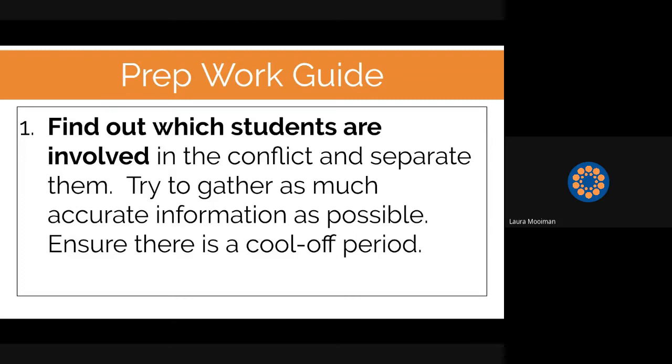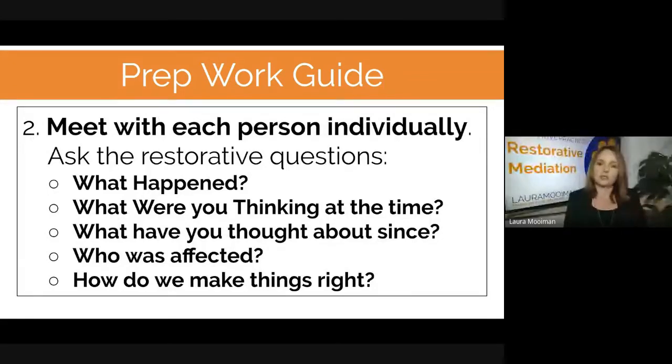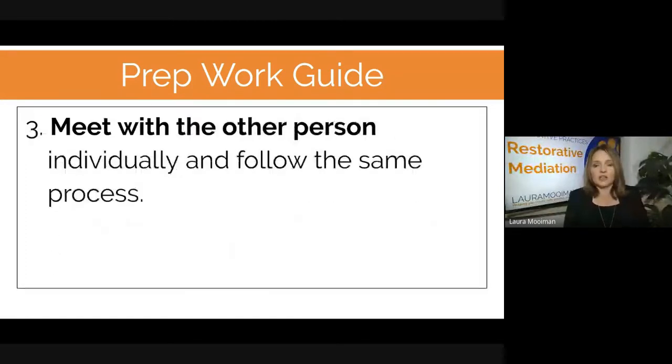And we also want to make sure everybody's calm, right? If it's a fight, we all calm down. Number two, you meet individually with people that are going to come. You ask the restorative questions. You just make sure they know everyone's going to be answering these questions when we talk. That's all, okay? And then the next person, you do that too. So in the mediation phase, it's probably just two people, right?